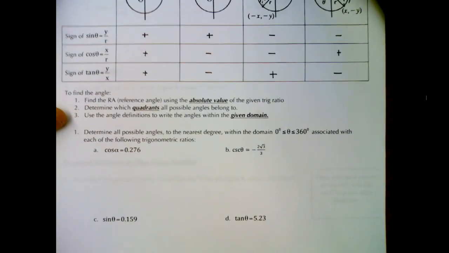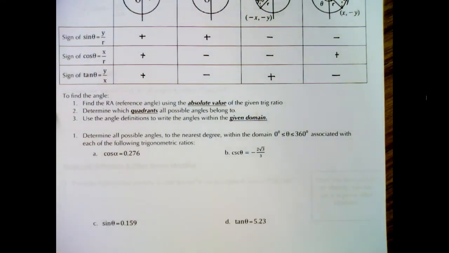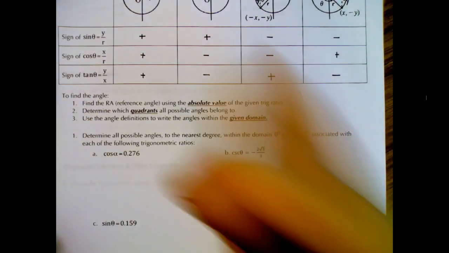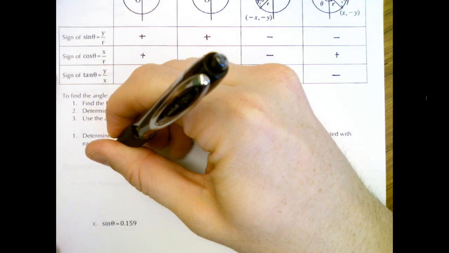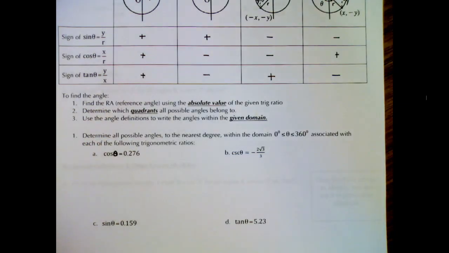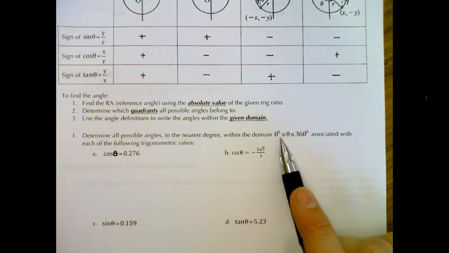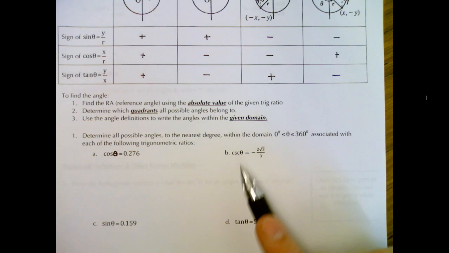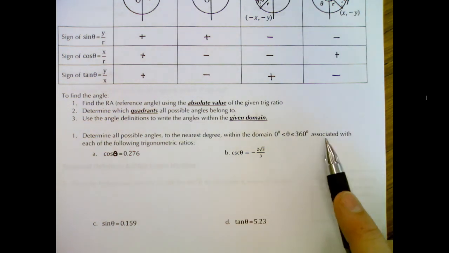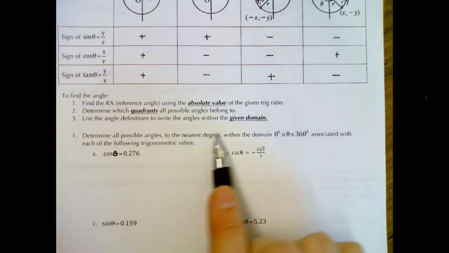Let's do the first example. It says cos of alpha. I'm going to change it to theta just to keep our notation the same. It really doesn't matter, but let's make all these thetas and we can talk about thetas and betas. Determine all possible angles to the nearest degree within 0 to 360, that means one turn on the Cartesian plane in the positive direction, associated with each of the following trig ratios.